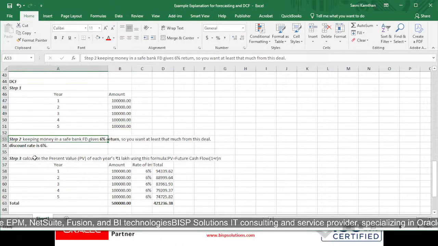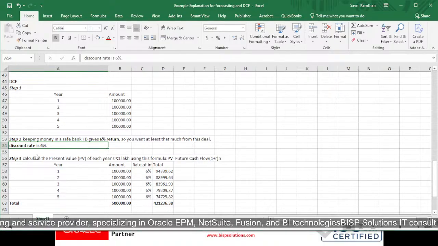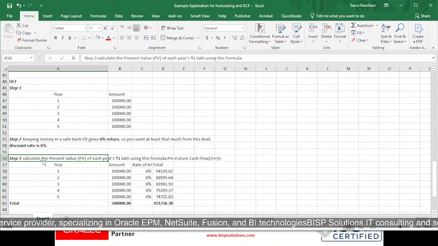Now the second step is choosing a discount rate, where we think that keeping money in a safe bank FD gives 6% return, so we want at least that much from this deal. So our discount rate is 6%. Now our third step is calculating the present value of each year's ₹1 lakh using this formula: PV is equal to future cash flows divided by (1 plus R) to the power n.